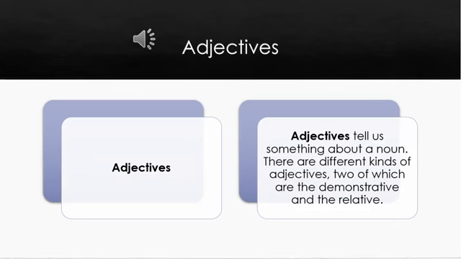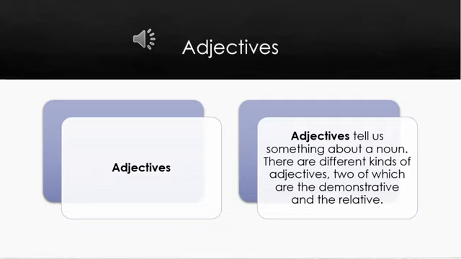Okay, so one example of a part of speech is an adjective. Adjectives tell us something about a noun. There are different kinds of adjectives, two of which are the demonstrative and the relative. Adjectives are describing words. They describe a noun. For example, I could tell you that I saw a flag. That's a noun. Flag is my noun. But if I say to you, I saw a South African flag, that is an example of an adjective because it is describing the noun. It is telling you more about the noun.